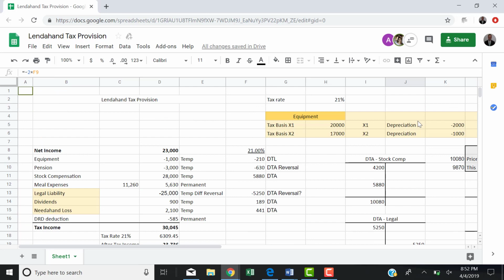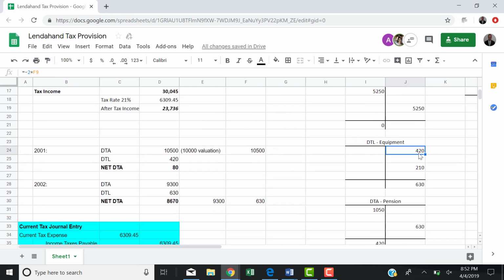Why? Well, you had a $2,000 temporary difference. And with that $2,000, if you multiply it by the 21%, you get 420. So that's your deferred tax liability. You're going to have to pay taxes on that later. It's a taxable temporary difference of 2,000. Once you apply the tax rate, you get a DTL of 420. So that's how you begin.